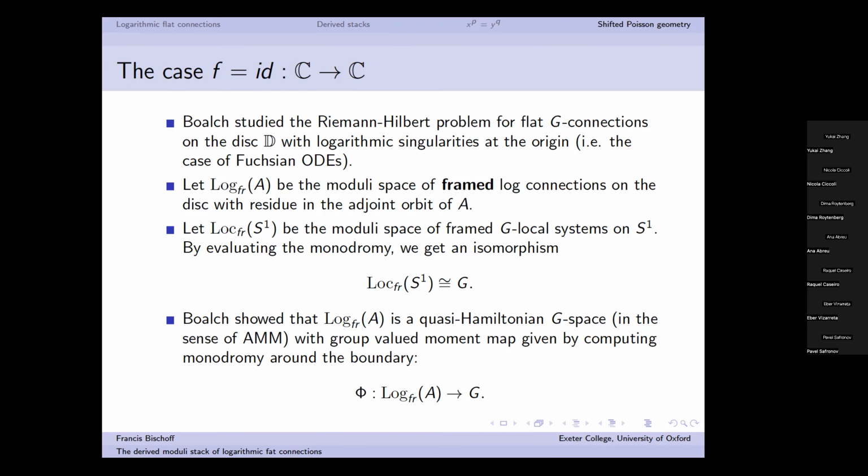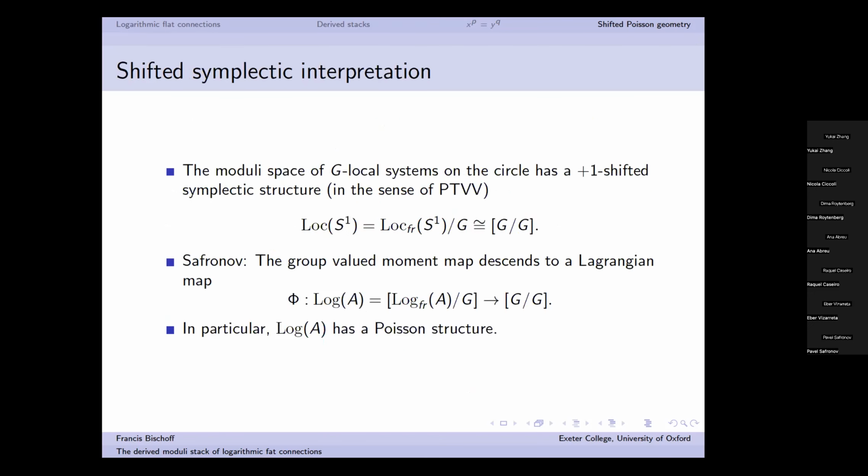Okay, so this was given a shifted symplectic interpretation by Safranov. So what he explained is the following. If we now forget the framing, which means that we quotient out by G, then first of all, on the circle, we get G mod G. And this admits a +1 shifted symplectic structure.